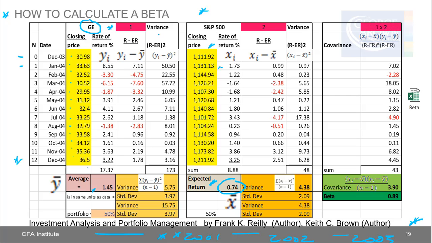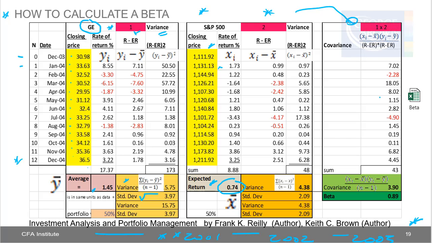Then step number two, because we want to calculate the variances, how do we calculate the variance? It's the sum of return minus average return squared. So in this column here, I've got my return minus expected return, and in this column I've got my return minus expected return squared, which would just be 7.11 times 7.11 gives you 50.5. So how do I calculate the variance? It's the sum of my returns minus expected returns squared divided by n minus 1, and the standard deviation is the square root of the variance, okay? So again, I'm just going to do that first for GE, and I'm also going to do that for the S&P 500.